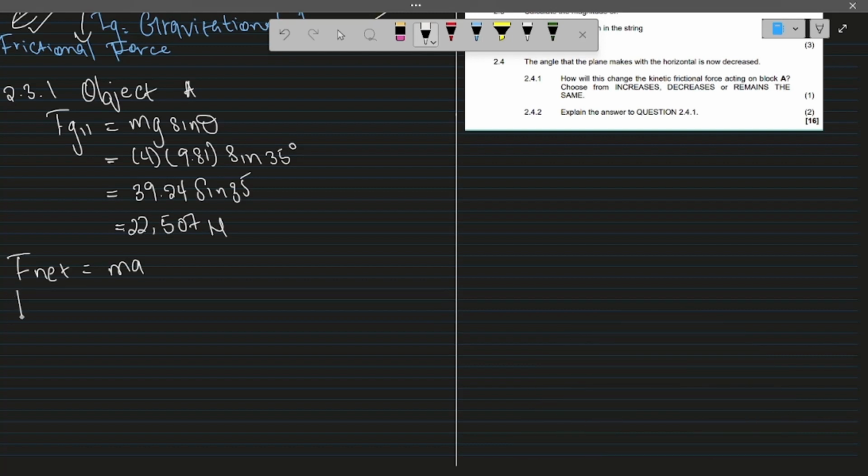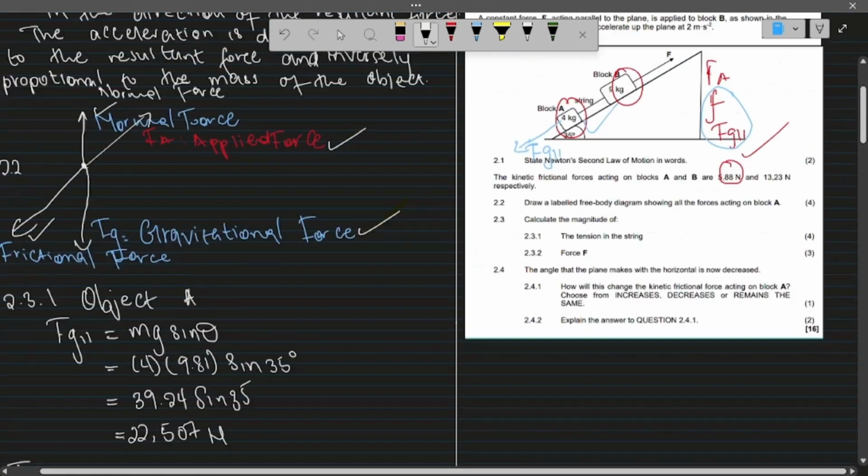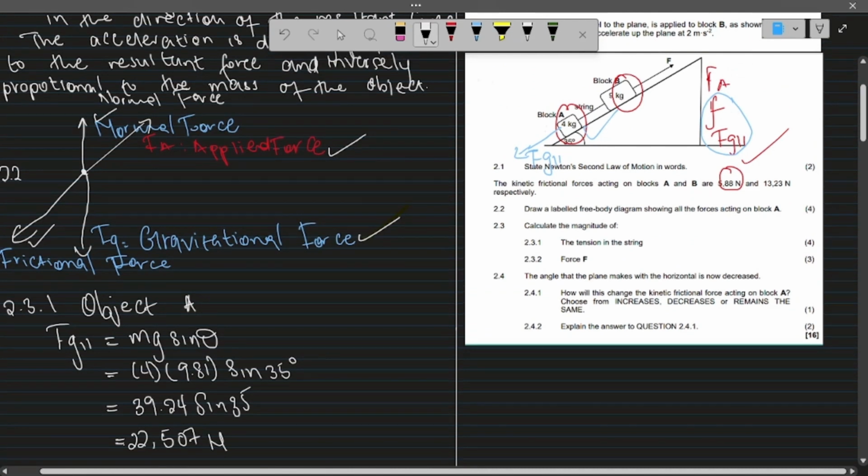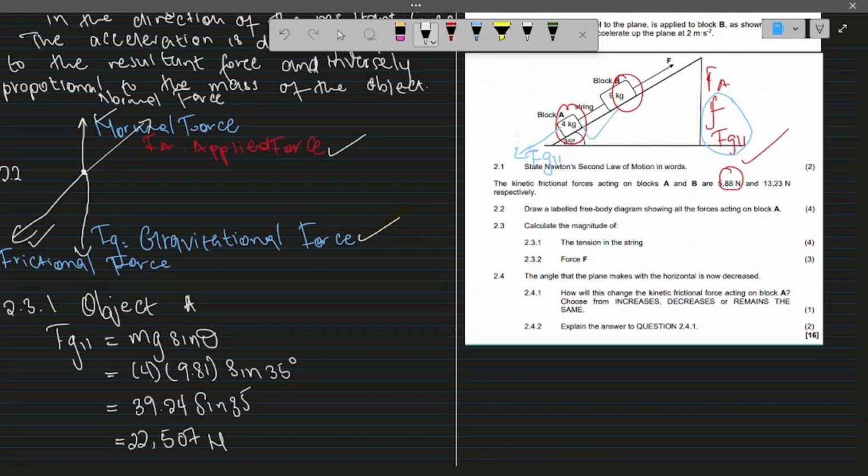So it's going to be F applied minus the frictional force minus F_g parallel, which is equal to ma, right? The applied force in this case, since we're looking at object A, is going to be the tension.